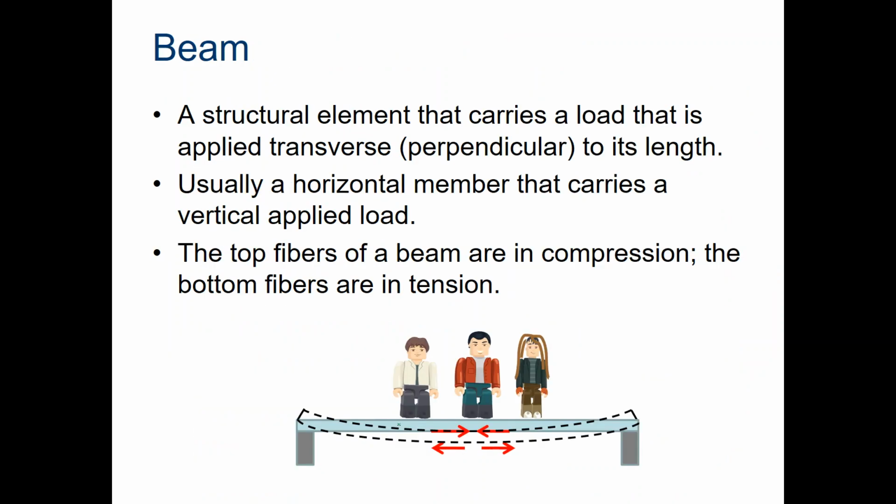Alright, a few more definitions here. Beam. Beam is a structural element that carries a load that is applied transverse or perpendicular to its length. So for the purposes of this class, we are going to assume that beams are going to be horizontal members, and the load is applied transverse to its length, and because of how that's happening, the top half of the beam is going to be in compression. So the top is in compression, and the bottom of it is going to be in tension.